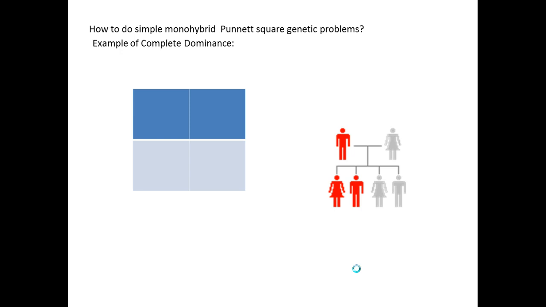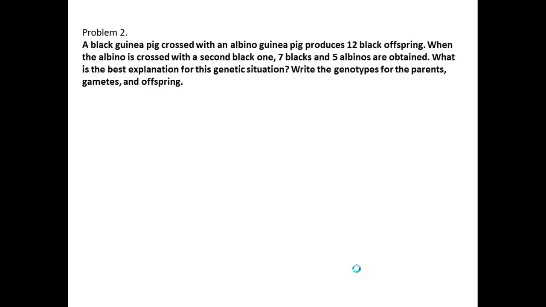Now let's see, this is the problem you have. This is just giving you the scenario with the offspring, and you have to figure out what the genotypes of the parents, the gametes and the offspring are. So you're kind of working backwards. A black guinea pig is crossed with an albino guinea pig and produces 12 black offspring. All right, so this is what you know so far. You have a black guinea pig crossed with the albino. These are the parents, and the F1 generation, they're all black. So right away that tells you black is most probably the dominant trait.